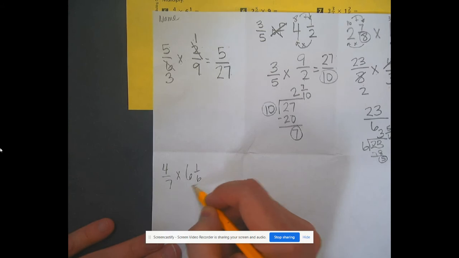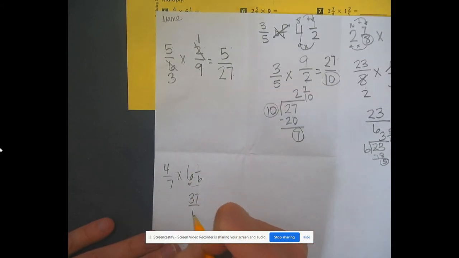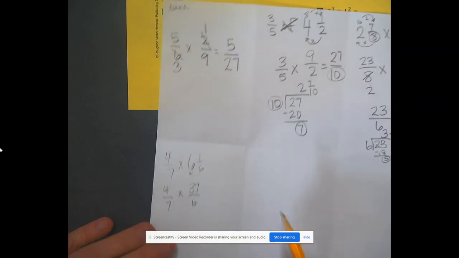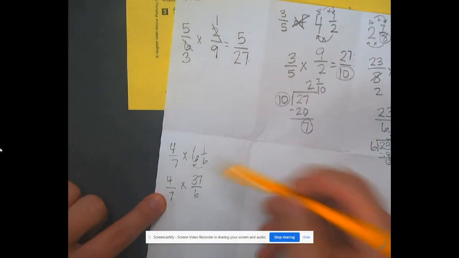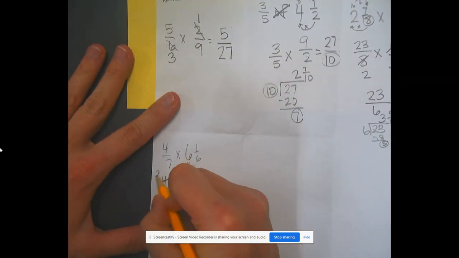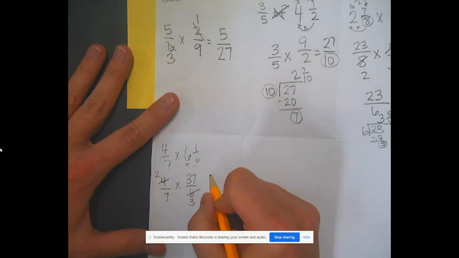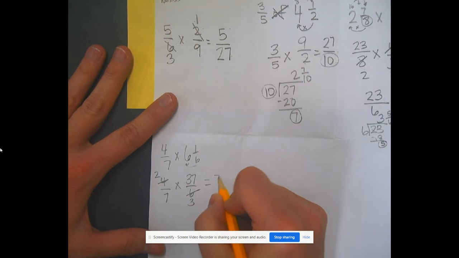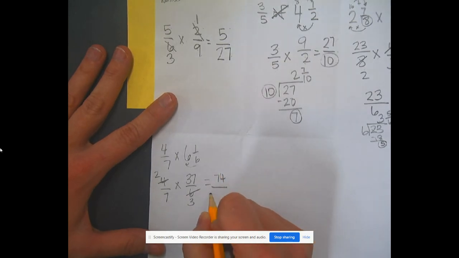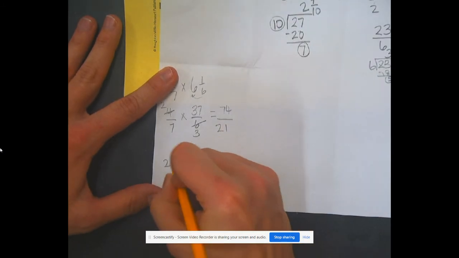Improper fraction. So 6 times 6 is plus 1 is good. Times 4 sevenths. Can 7 and 37 be cross canceled? Anything they can be divided by? No. Can 4 and 6 be divided by something? Yes. What? 4 divided by 2 is? And 6 divided by 2 is? Okay, 2 times 37 is? 74. 7 times 3 is? 21. So 74 divided by 21.